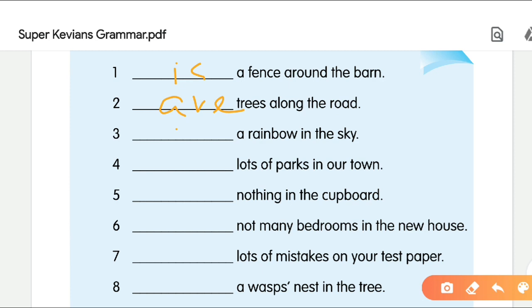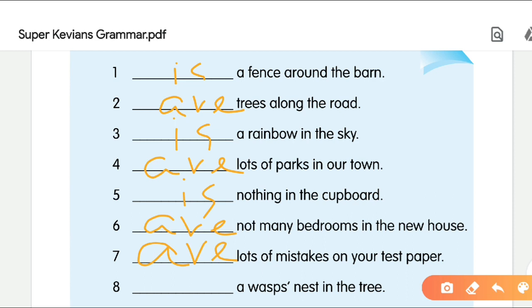There's a rainbow in the sky. There is a rainbow. Lots of parks in our town. There are lots of parks in our town. Nothing in the cupboard. There is nothing in the cupboard. Not many bedrooms in the new house. There are not many bedrooms. Lots of mistakes on your test paper. There are lots of mistakes. Many mistakes are there.